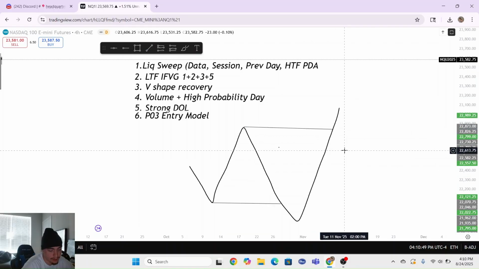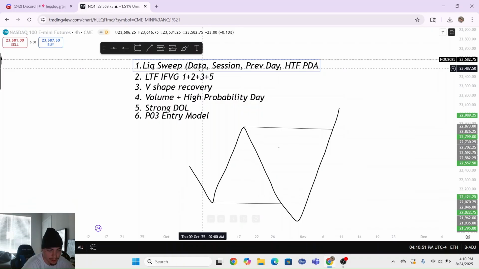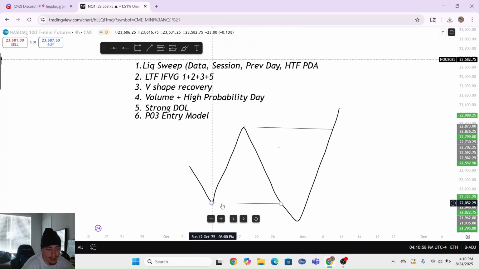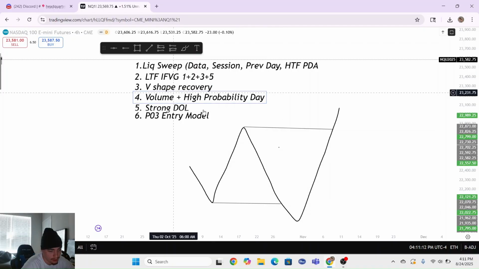So like I said, we have our liquidity sweep. This could be a data sweep, a session sweep, or a previous day. This could also be a resting low inside of a high time frame PD array, or a wick to start of a 4 hour. A lot of liquidity, a lot of orders laying in this area right here. This is the level we have marked out. We've acquired our liquidity. Now, from there, low time frame IFVG.